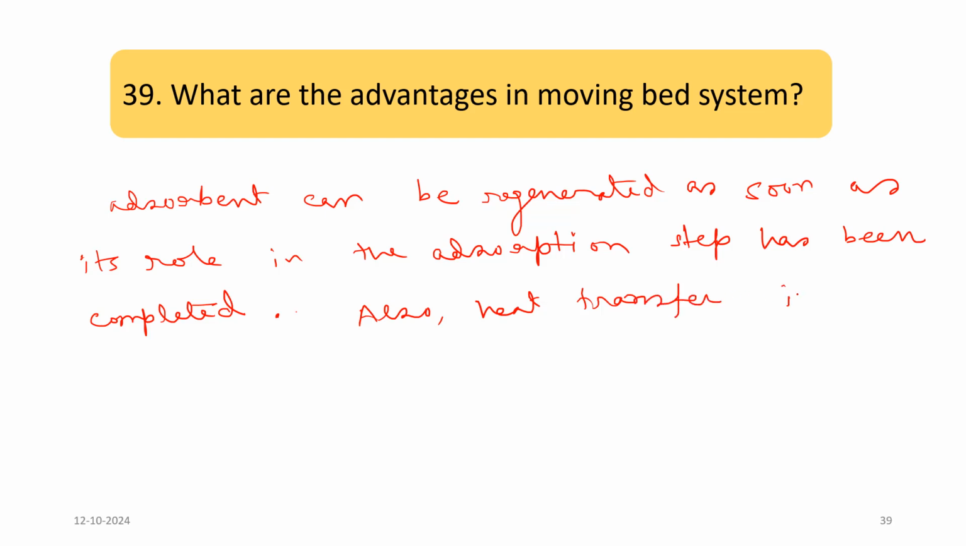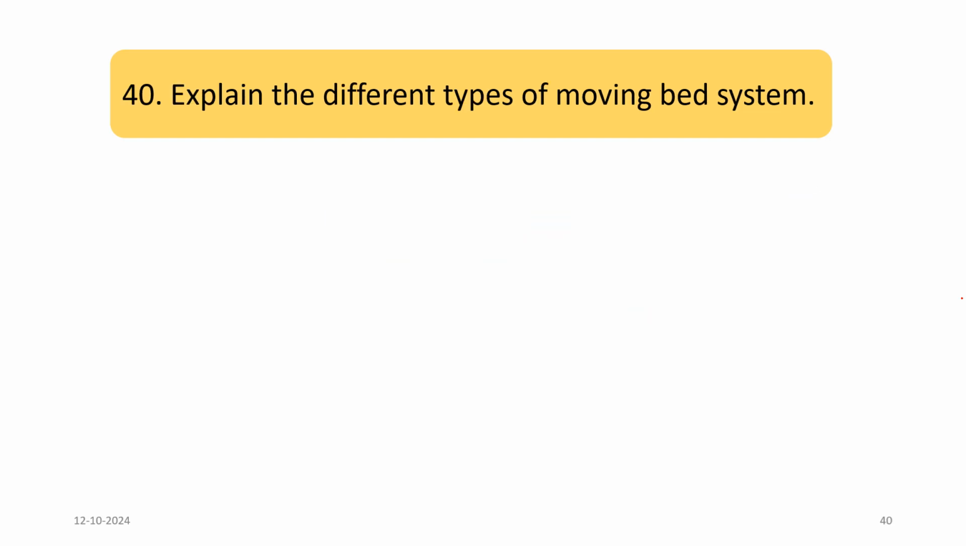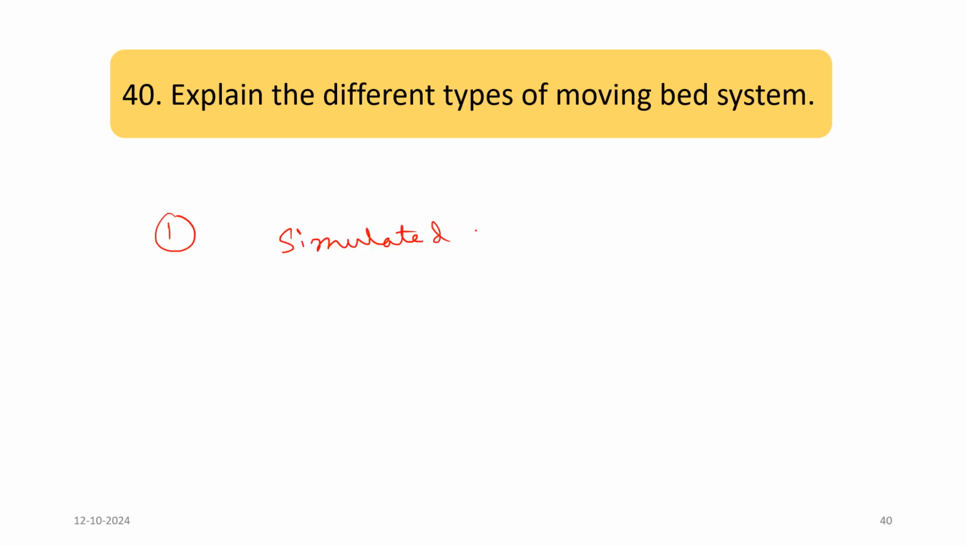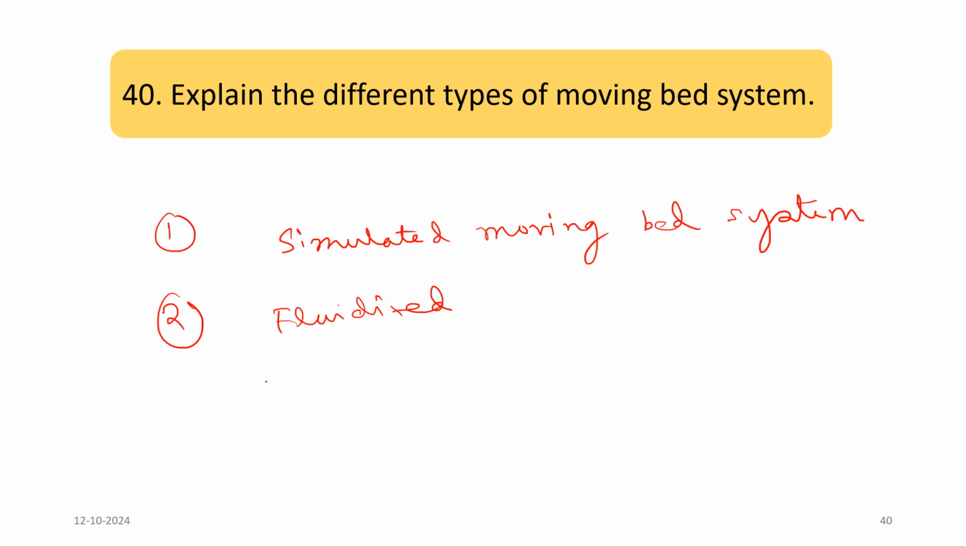Explain the different types of moving bed system. So first one is the simulated moving bed system. Second one is the fluidized bed system. Third one is the pulsed bed system. Fourth one is the rotating bed system.